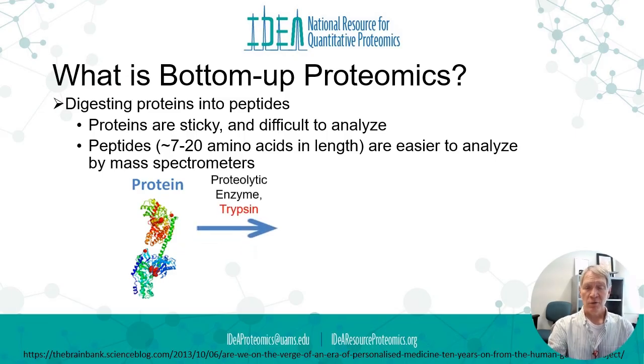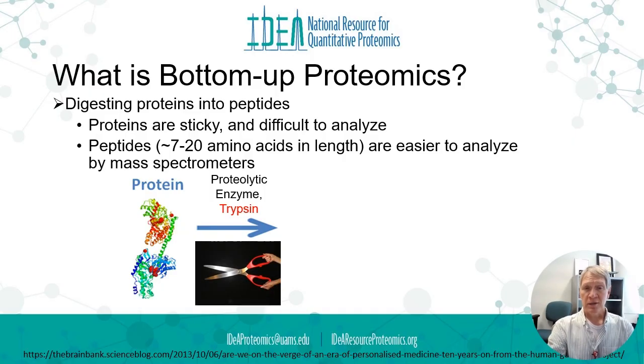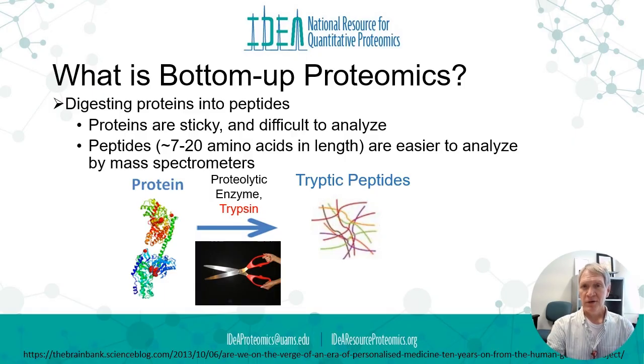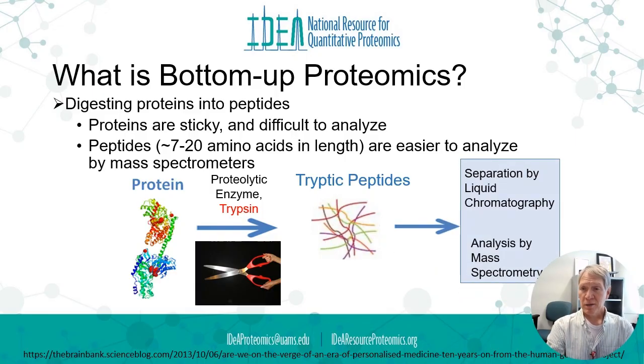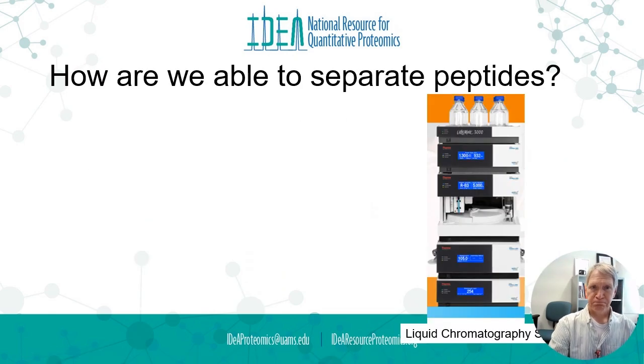So we're going to take a protein, and we're going to take a proteolytic enzyme like trypsin that will cleave specifically. So trypsin, you might think of as a giant pair of scissors, and it's going to take that protein and cut it up into very specific pieces that we call tryptic peptides. And that's what we're going to actually separate by liquid chromatography, and then we're going to analyze in our mass spectrometer. Well, how are we able to separate those peptides?